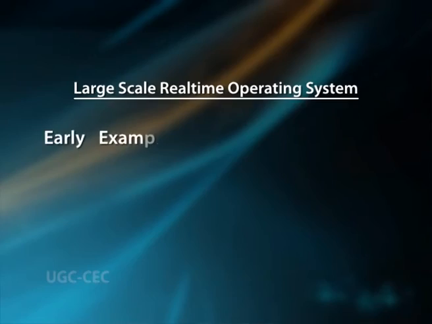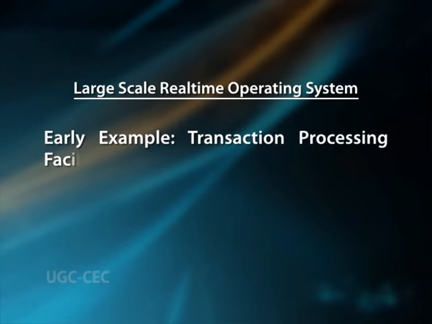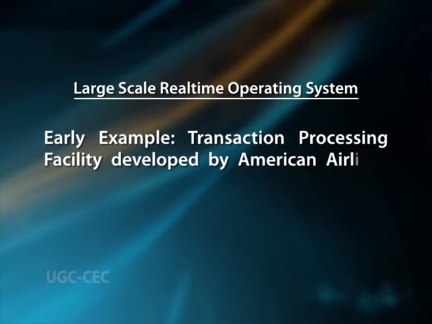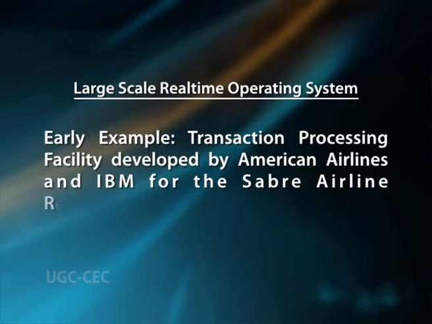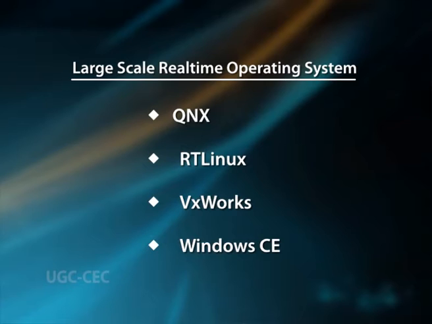An early example of a large-scale real-time operating system was Transaction Processing Facility, developed by American Airlines and IBM for the Sabre airline reservation system. Currently, the best known, most widely deployed real-time operating systems are QNX, RT Linux, VxWorks and Windows CE.